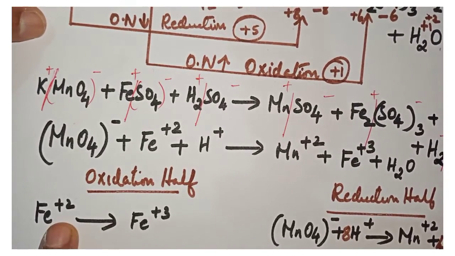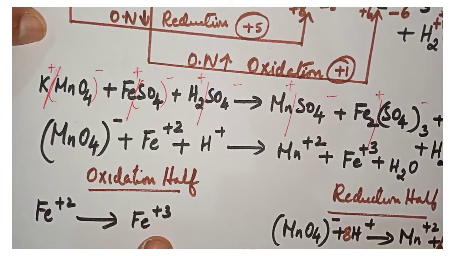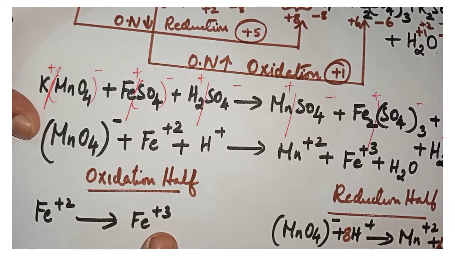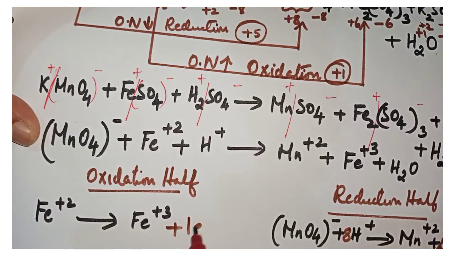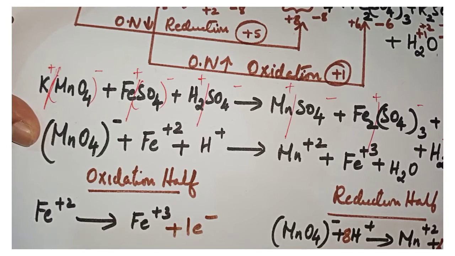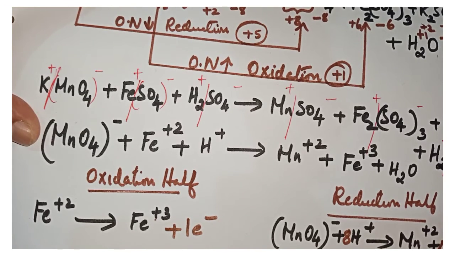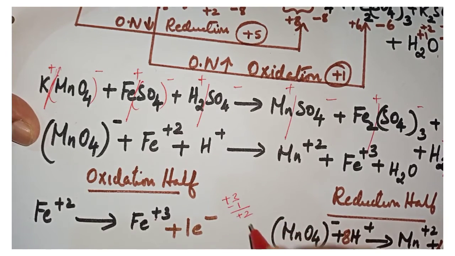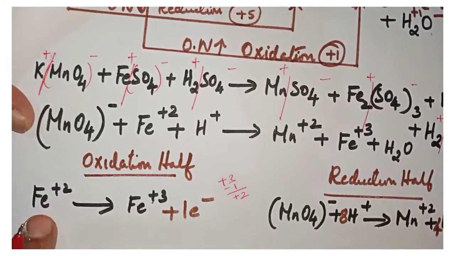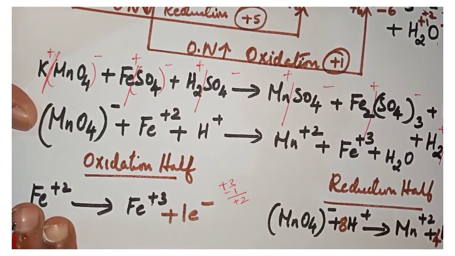So here the charge is plus 2, whereas here the charge is plus 3. So there is a difference here. In order to balance the charge, I just add here 1 electron. So plus 3 minus 1, because the charge of the electron is minus. So plus 3 minus 1, how much? It is plus 2. So now this side it is plus 2, and this side also plus 2. So the charge is balanced in the oxidation half.